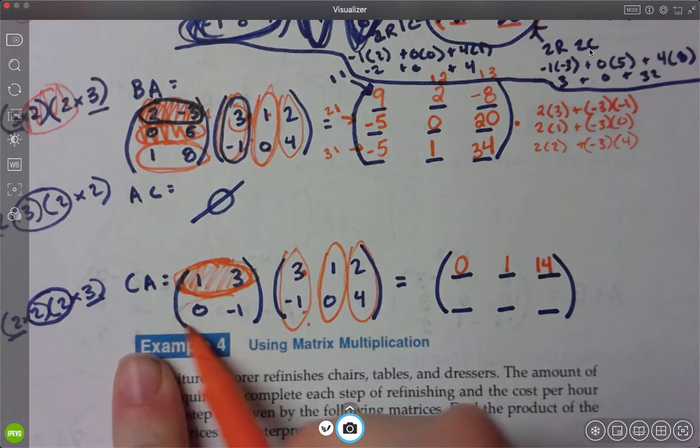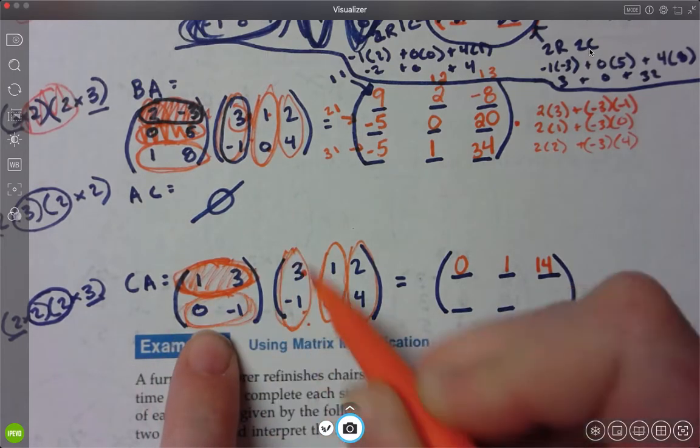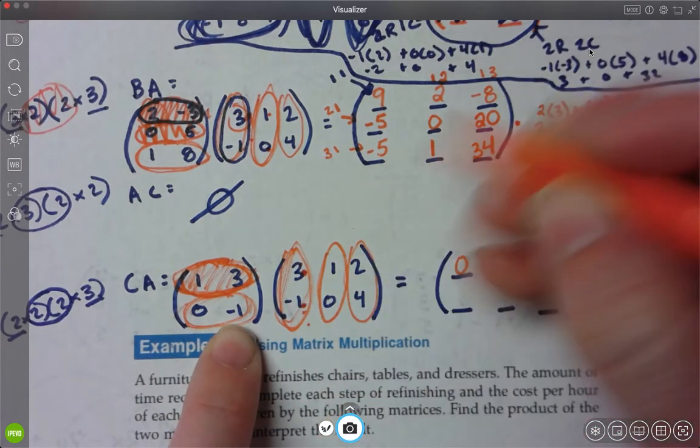So this guy, this cell right here is the second row, first column. So I take my second row here times my first column here. 0 times 3 is 0. -1 times -1 is positive 1. So I should just have a positive 1.